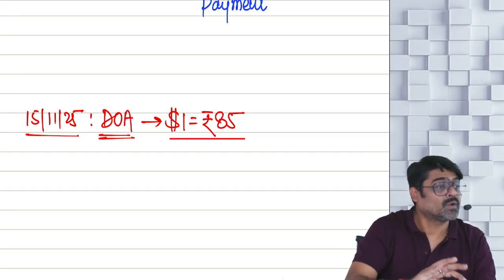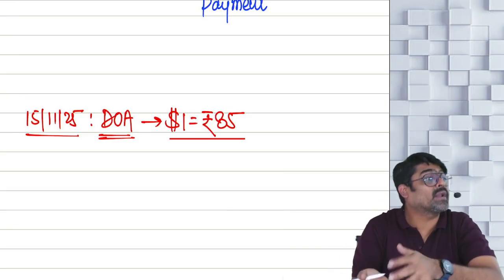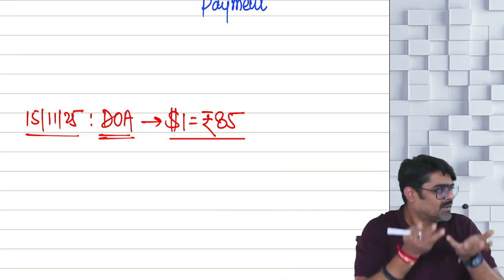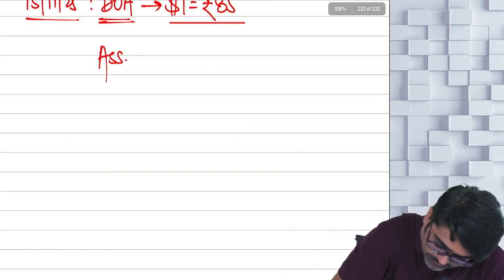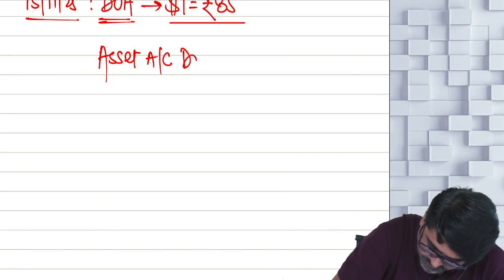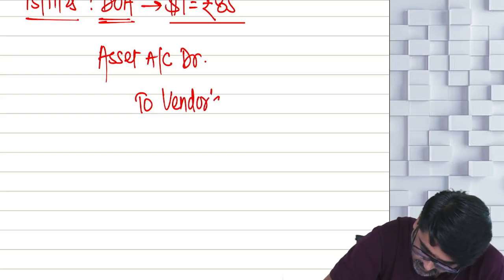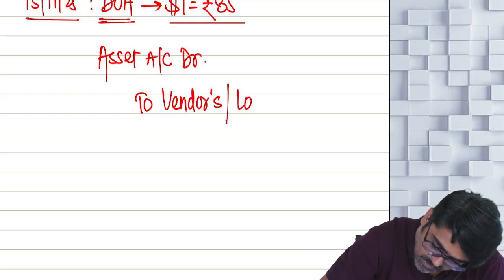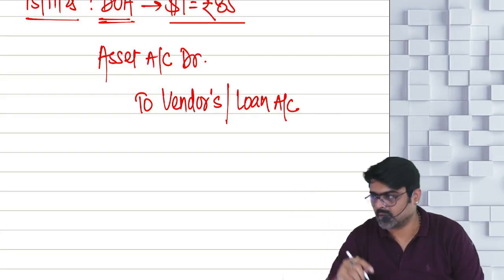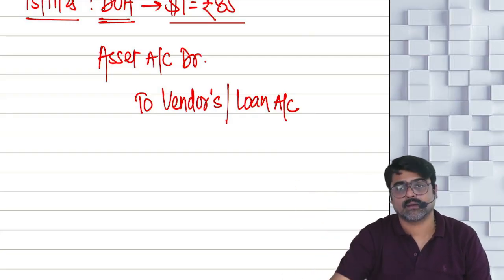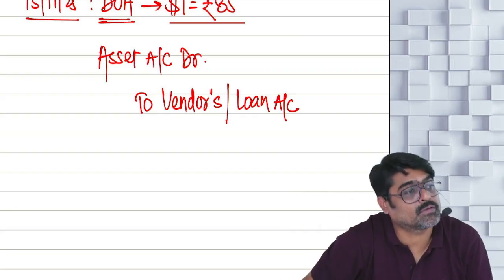Or loan account. Whether you are taking the loan, then you will credit the loan account, or you are getting the credit, then creditor means vendor's account. So asset account debit to vendor's account or loan account. Now at what rate are you going to record? Are you going to record $10,000 or will you convert it into INR? $1 was 85. So at how much are you going to record your asset in your books?